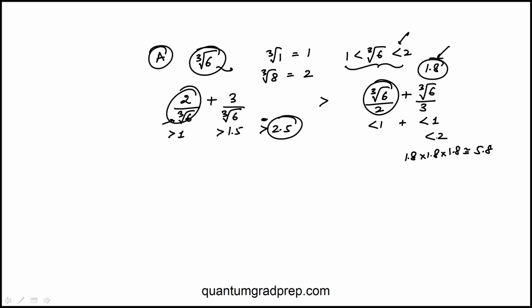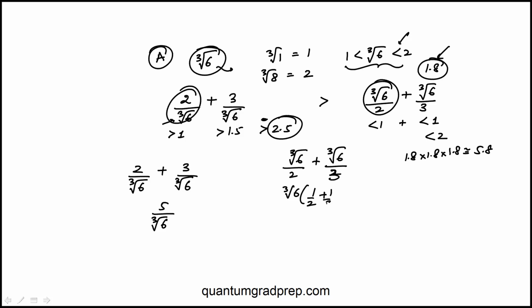And the third option would be to manipulate these expressions, meaning if I have to compare these two expressions, what can I do to manipulate them? And this applies to a lot of quantitative comparison questions. So here, same denominator, so that becomes 5 over cube root of 6. Here, if I factor the cube root of 6, I'll have half plus a third, which is 5/6.